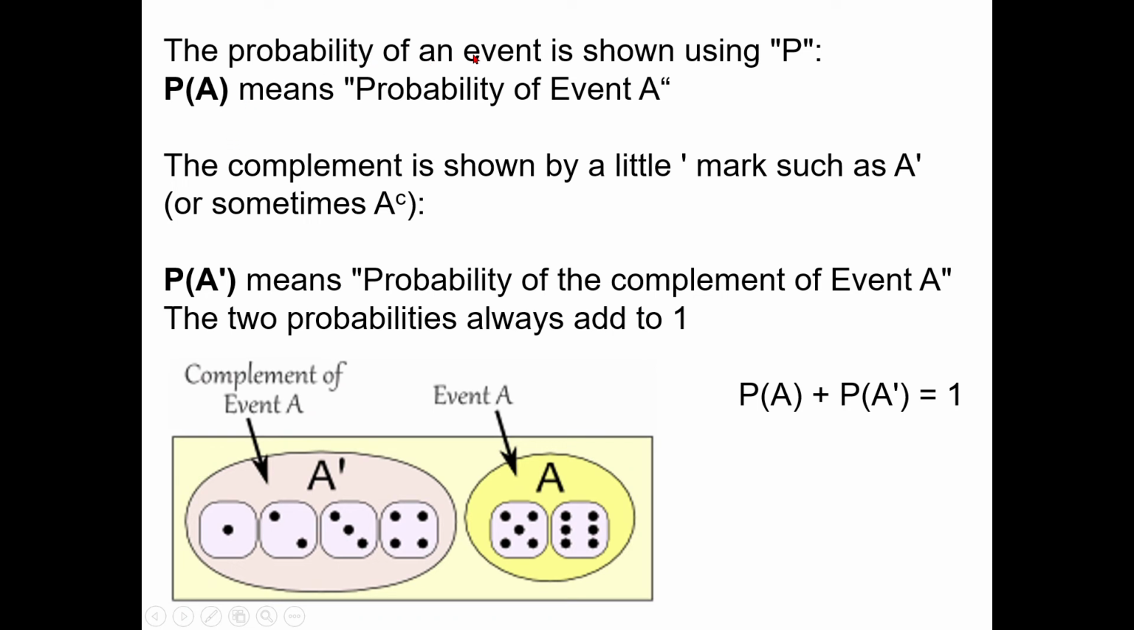The probability of an event is shown using P. P of A is the probability of event A. A complement is shown by a little mark, such as A dash. A dash means the complement of event A. The two probabilities always add to 1. P of A plus P of A dash is equal to 1, as we can see in this diagram.